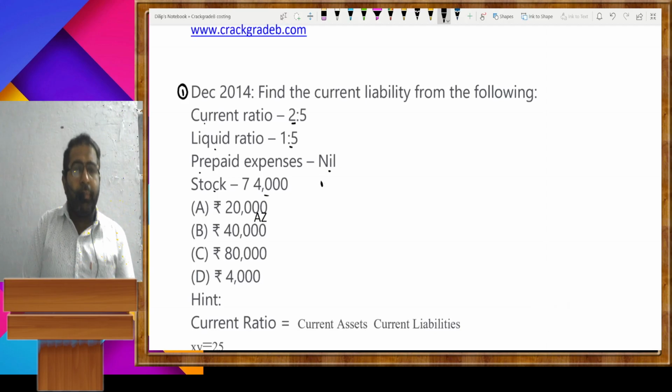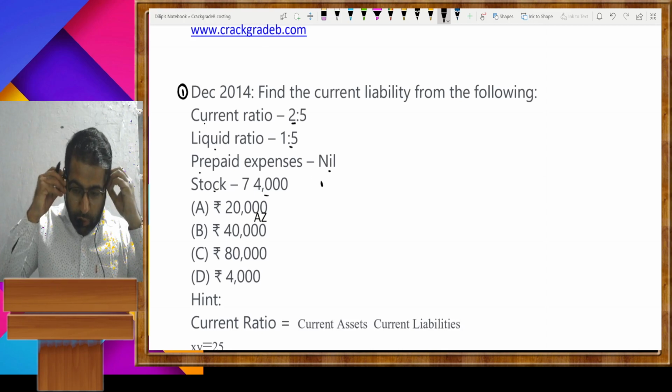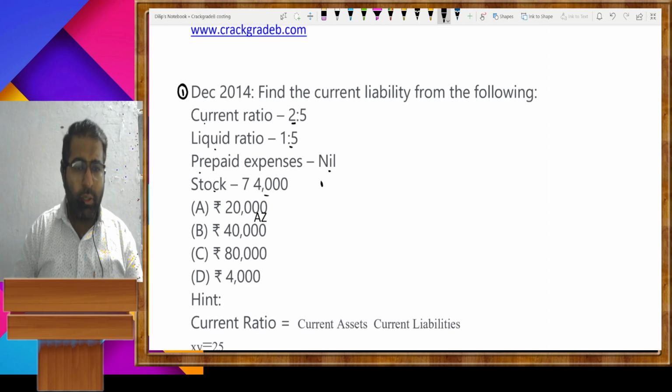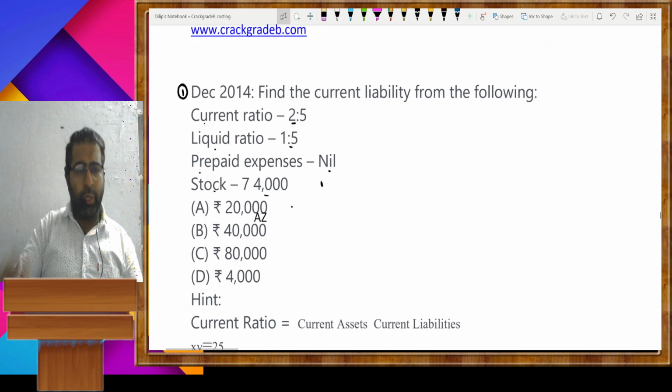Good morning, students. So we are going to start MCQ questions of ratio analysis. Just listen very carefully. Okay, look at here.